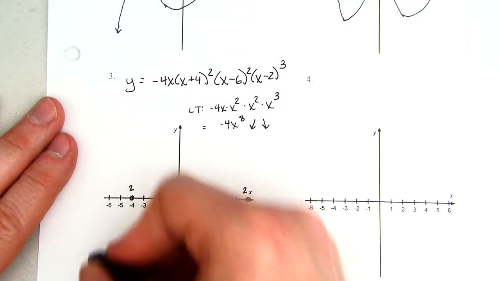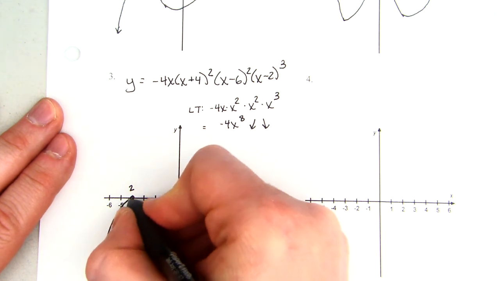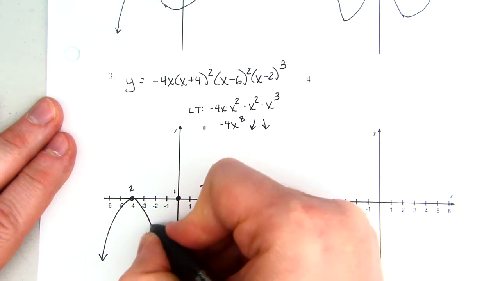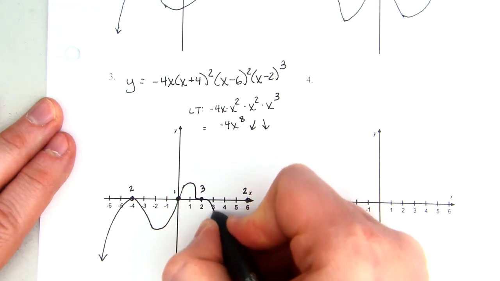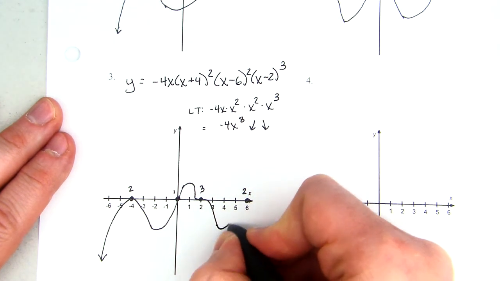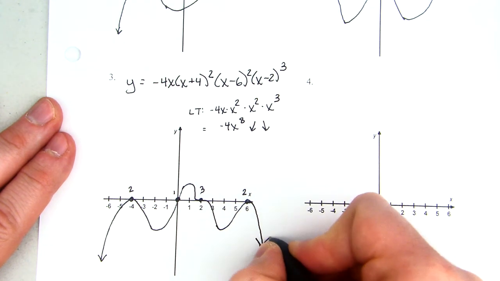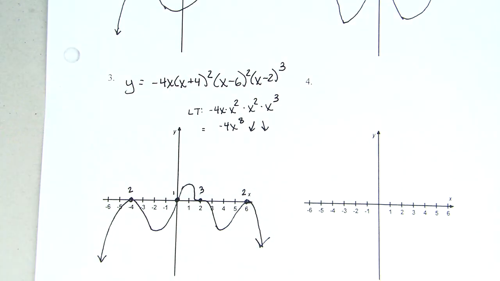Going to start down there. Bounce off it like a parabola. Go straight through like a line, flatten like a cubic, bounce like a parabola. There we go. One last one.